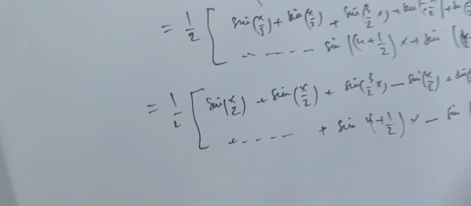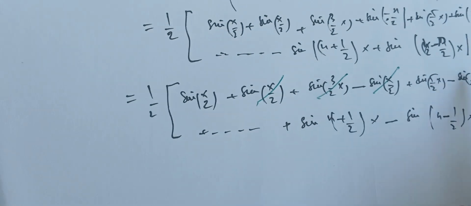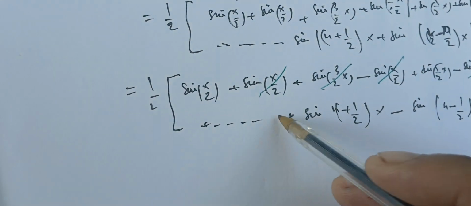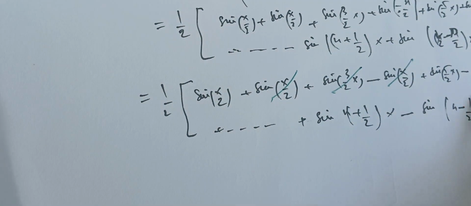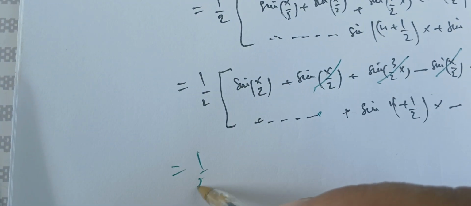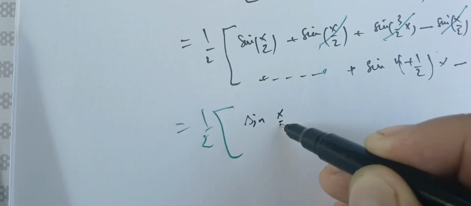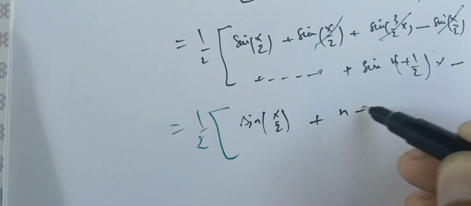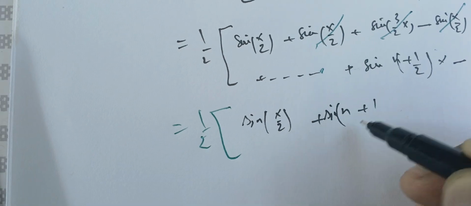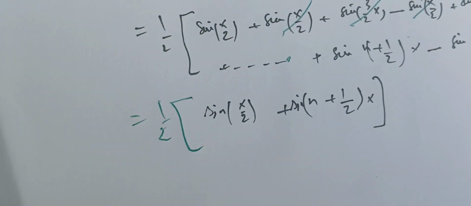Okay, so this is good. Now I can see that I can do some simplification. This one will go with this one, this one will go with this one, and this one will go with some term. All I have is this one will go to the previous term here. All I have left is 1/2 sine x over 2 plus sine of n plus 1/2 x.